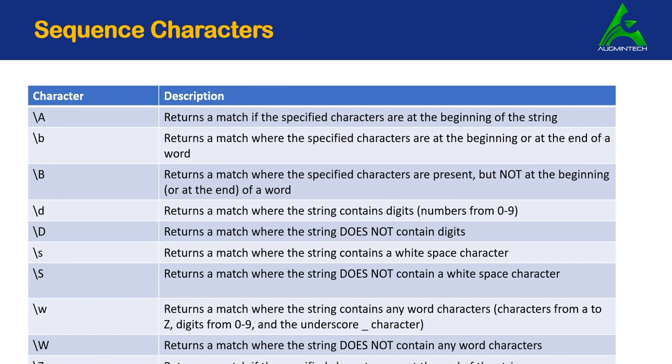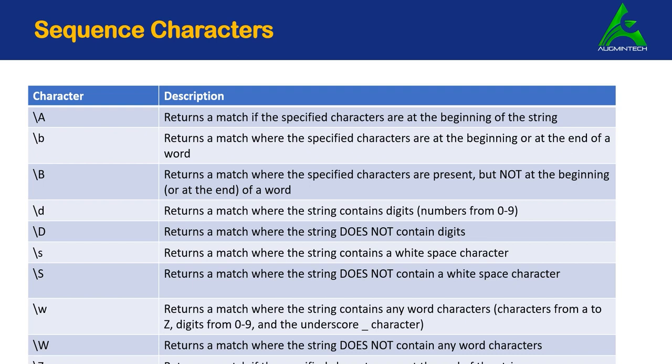Then we have slash small d which returns a match where the string contains digits or numbers, that is from 0 to 9. And then slash capital D that returns a match where the string does not contain digits. It's going to match non-digits. Then we have slash small s that returns a match where the string contains a white space character. Then slash capital S returns a match where the string does not contain a white space character. So it's going to match non-white space characters.